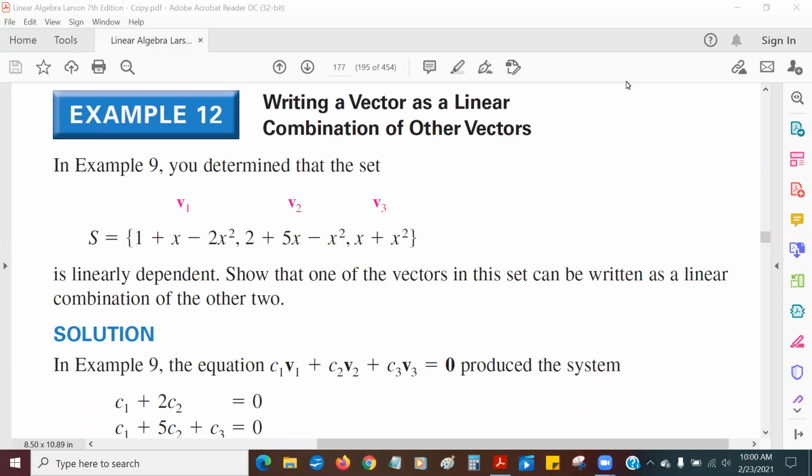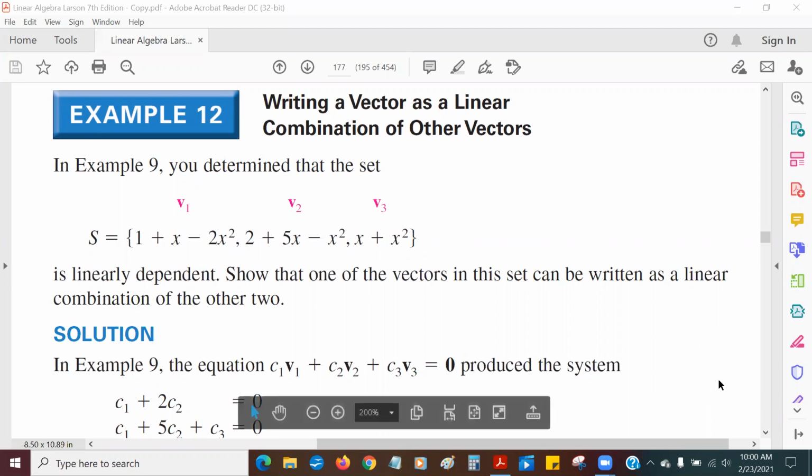And now for part three of the videos of chapter 4.4, section 4.4. So example 12, we want to write this vector. Now, we already established in a previous example that these are linearly dependent, which means that one vector could be written as a linear combo of the other two.